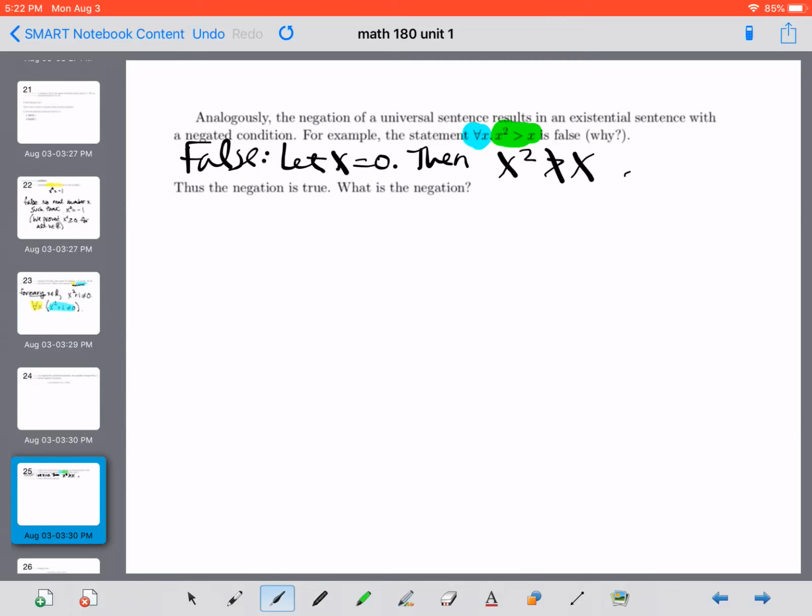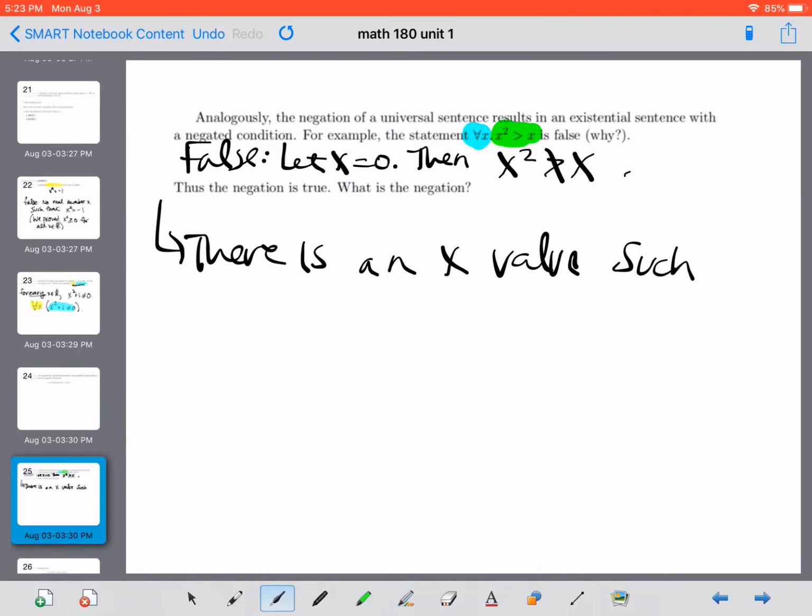So what is the negation of this universal statement? To say that for all x, x squared is greater than x is false means to say that there is at least one x, there is an x value, such that our predicate, x squared is greater than x, is false.